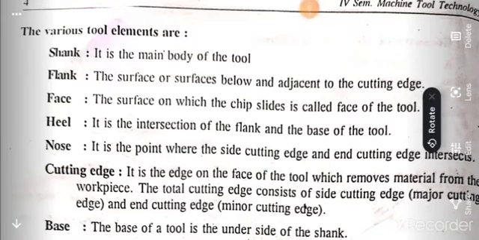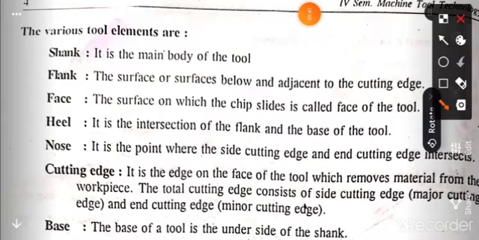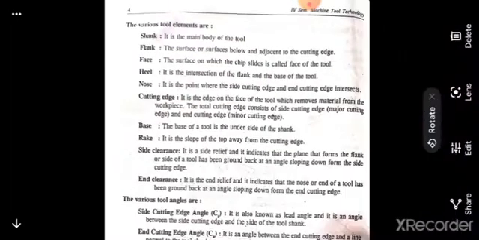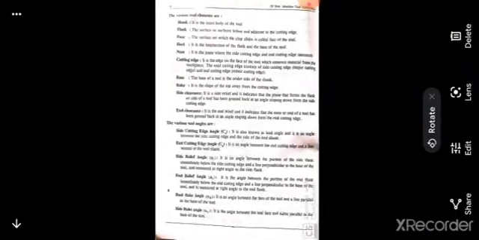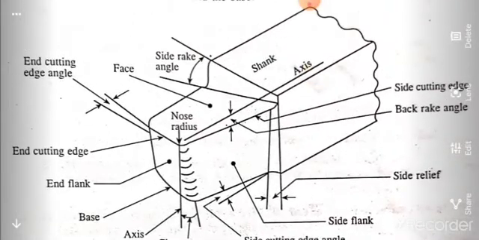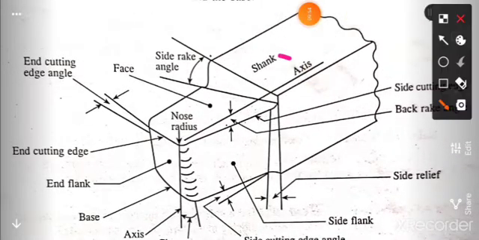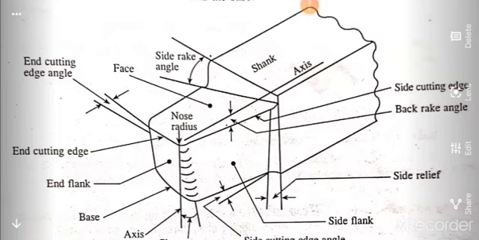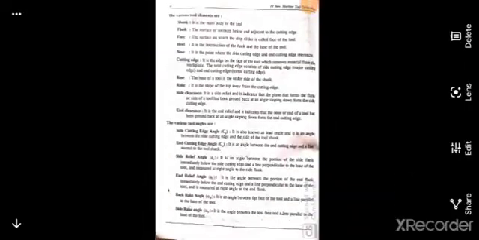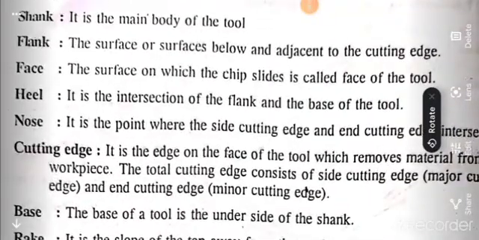Now we will discuss the various parameters of the single point cutting tool. Here the first term is the shank, the main body of the tool. So you can see where the shank is on the tool. This is the shank of the tool, right? It is called the main body of the tool.